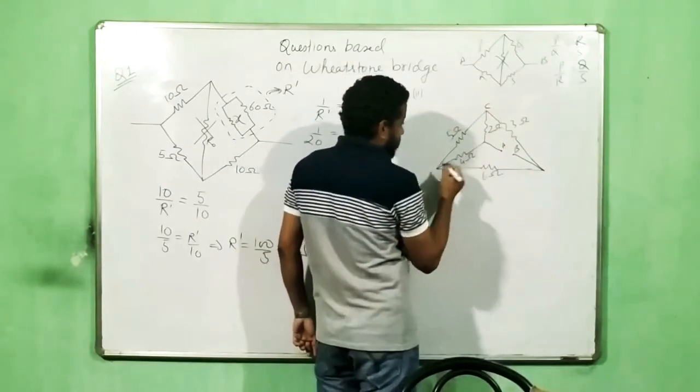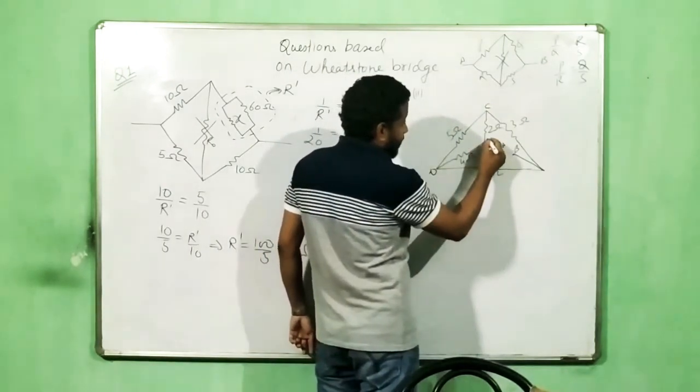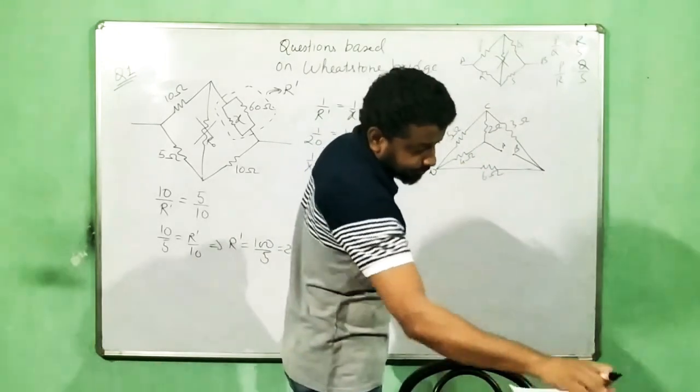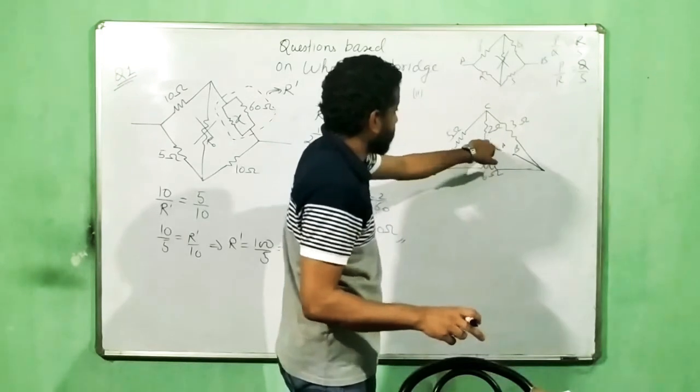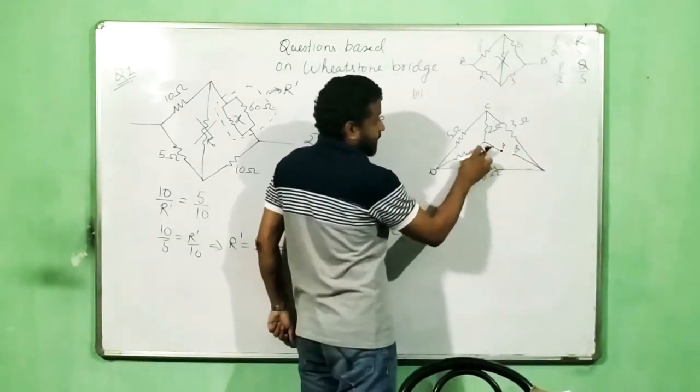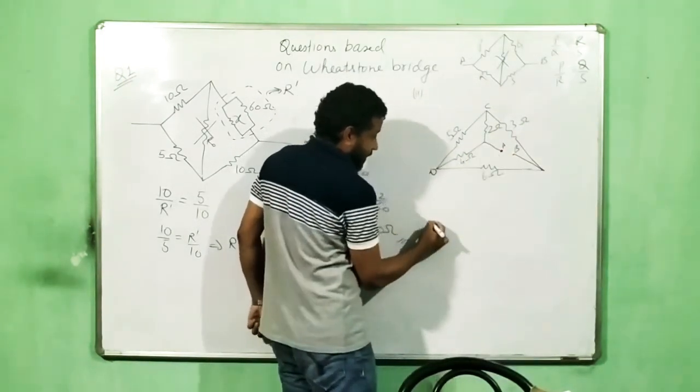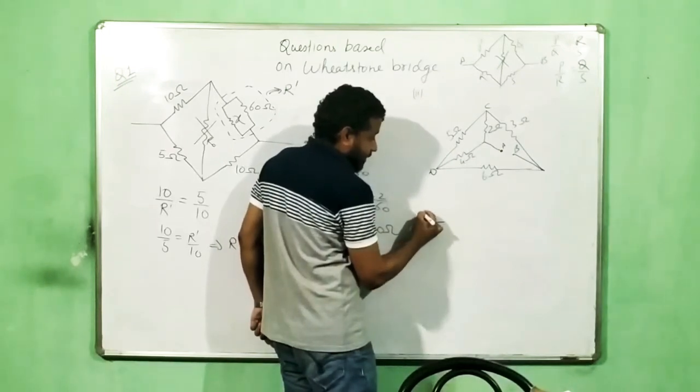Consider that this point is C, this point is D, and this is A, as per the note. Okay, so this is my A junction. Now what is happening here? You start writing from here. This is my A junction.